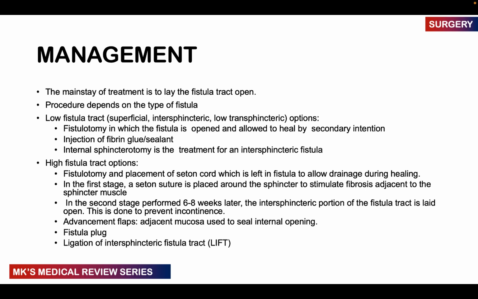And in the first stage of the operation, a seton suture is going to be placed around the sphincter to stimulate fibrosis adjacent to the sphincter. And in the second stage, which is performed roughly 6 to 8 weeks later, the intersphincteric portion of the fistula is going to be laid open, and this is to prevent incontinence. Some advancement flaps can be done to advance the mucosa and can be used to seal the internal opening. You may sometimes have some fistula plugs and some ligation of the intersphincteric fistula tract.